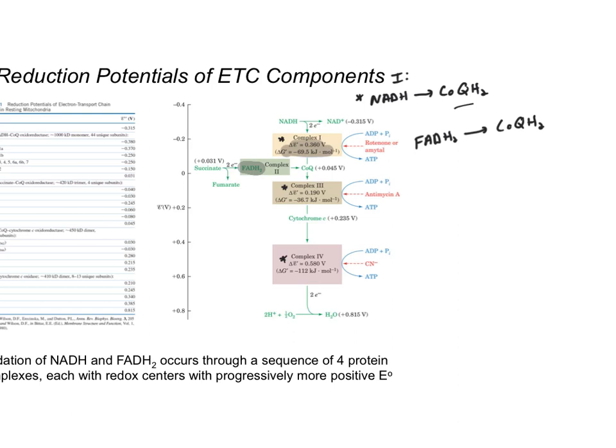Now, what happens in complex 3? In complex 3, we take our little reduced coenzyme Qs, and we transfer electrons down this nice little redox chain until they get to cytochrome C. So we take electrons from coenzyme Q and reduce cytochrome C. Complex 3 is going to have enough energy in this process of reducing cytochrome C to translocate protons.